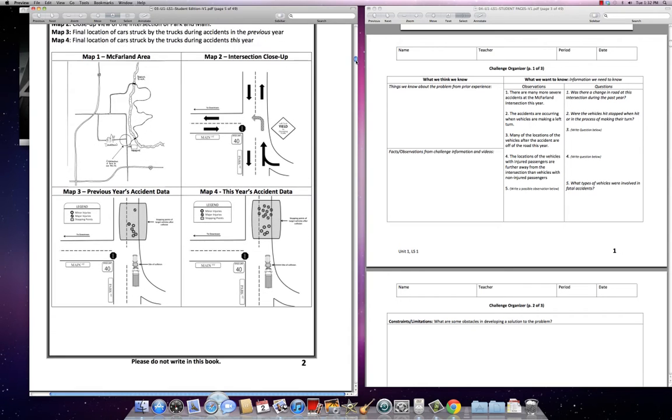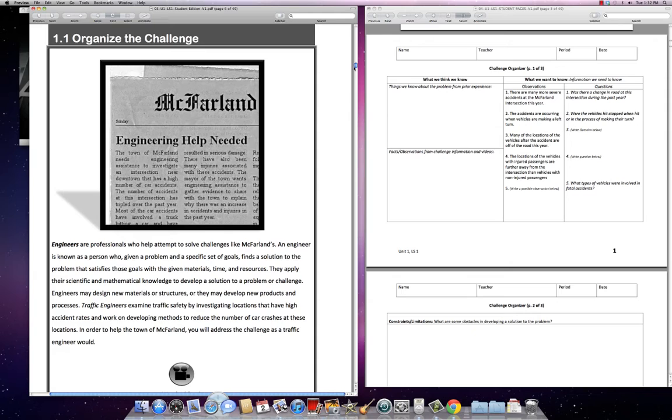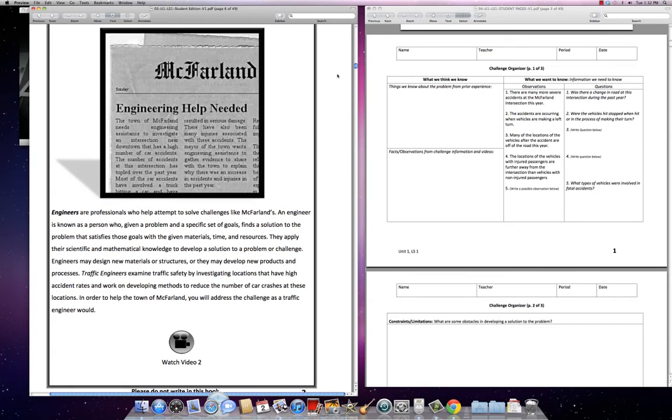After students have reviewed the maps packet, they are going to learn a little bit more about why they have been asked to solve the challenge. There's a short article, Engineering Help Needed, which explains that the students will take on the role of an engineer to help solve this challenge. It defines engineers as professionals who attempt to solve challenges like McFarland's.